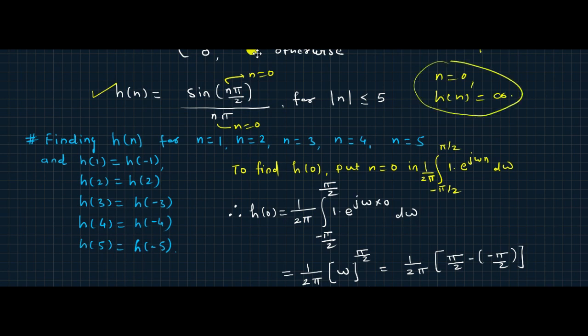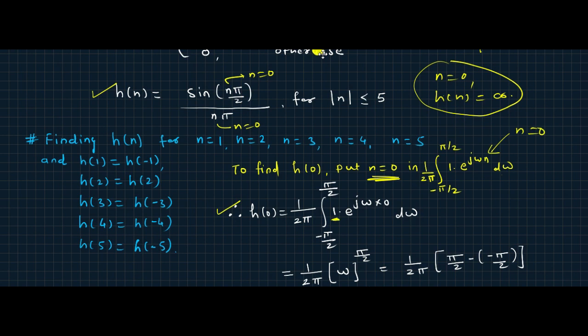Therefore, we are finding the value of h of 0 by putting n equal to 0 in our equation of hd of n. We have 1 divided by 2 pi, integration of Hd of e raised to j omega into e raised to j omega n d omega. So here we have n. Put n equal to 0, we'll get the value of h of 0.